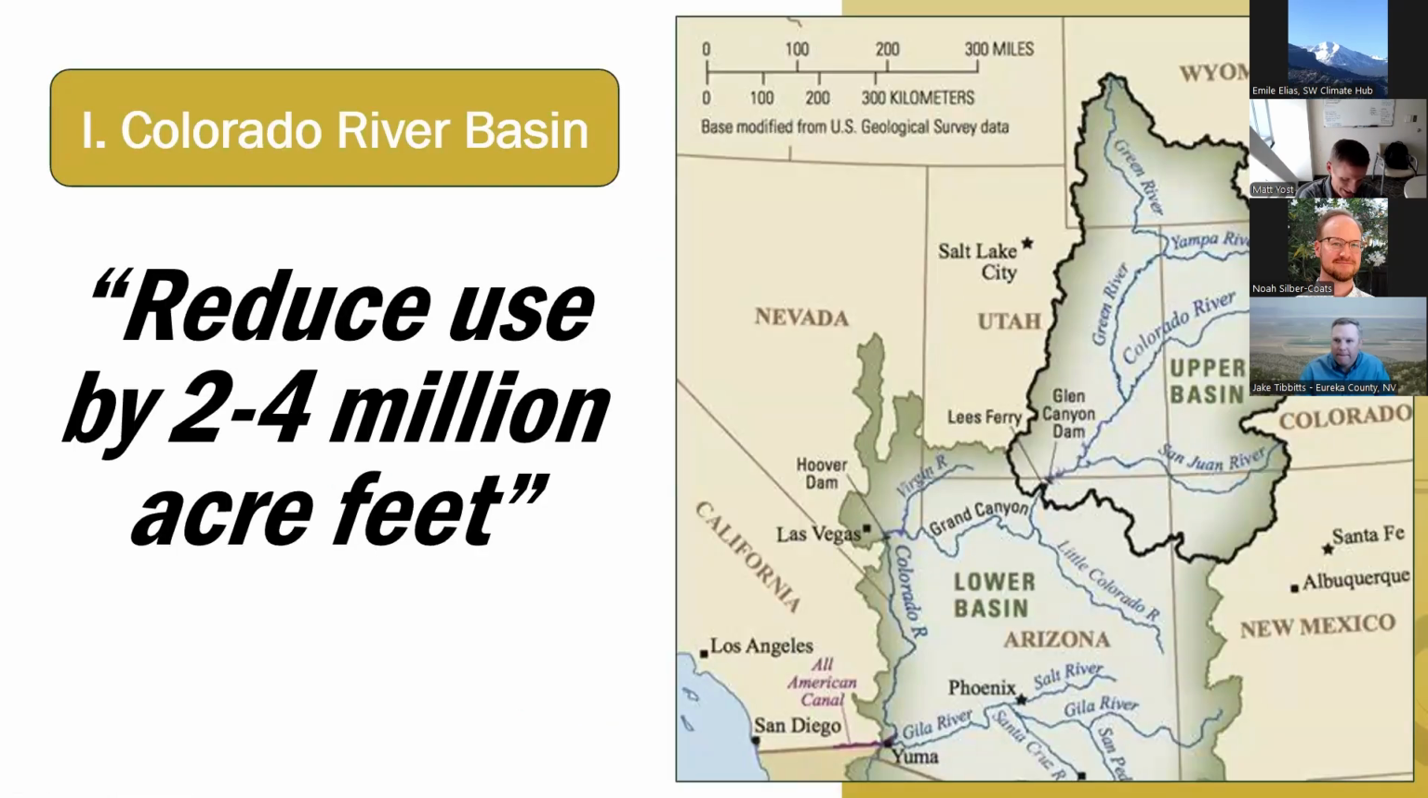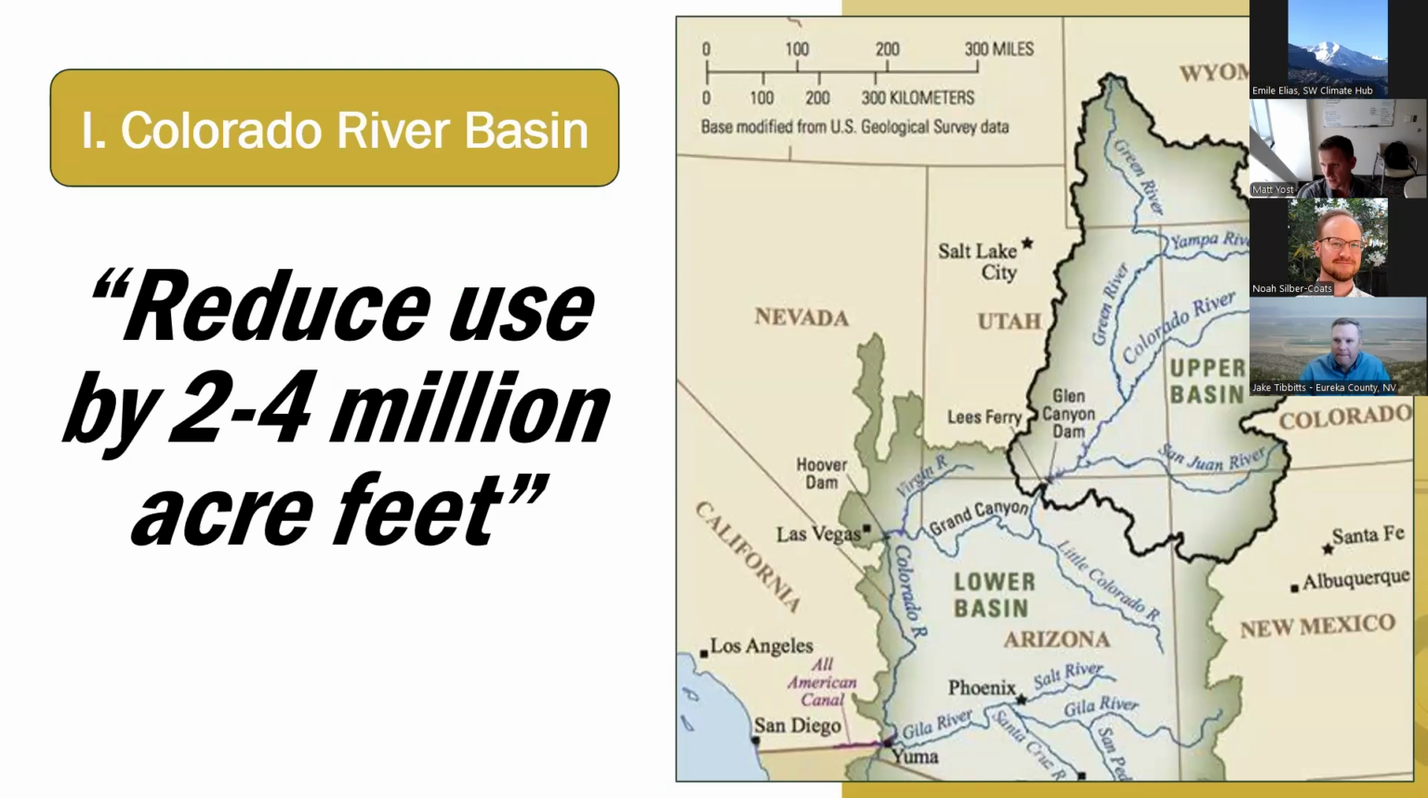Like Nevada, we have some water issues. I'm just going to tell you about a couple of the big ones. One is the Colorado River. I think most of you are probably familiar with challenges concerning that basin.